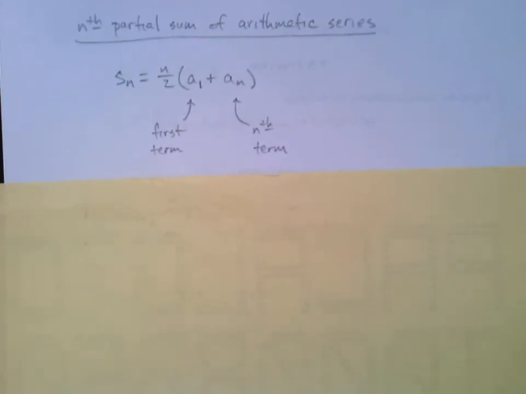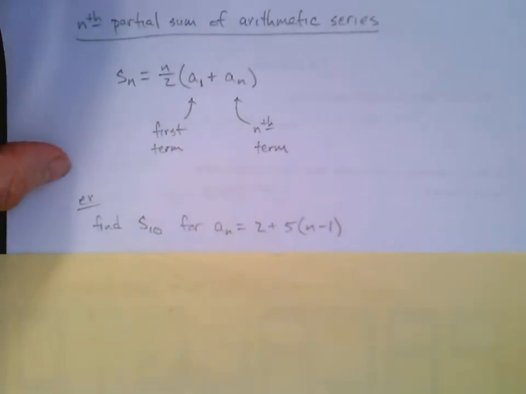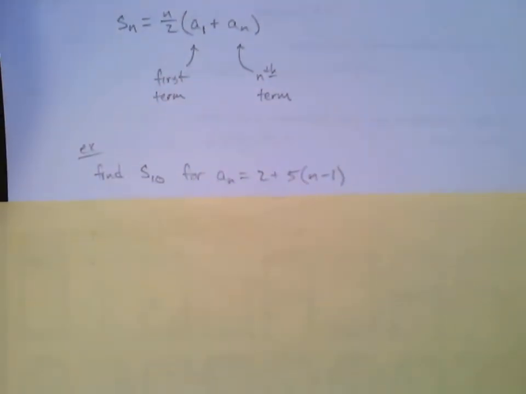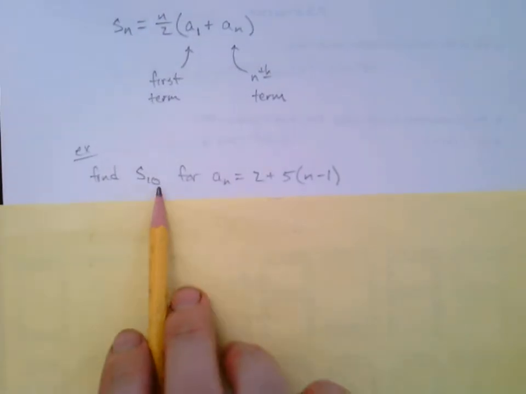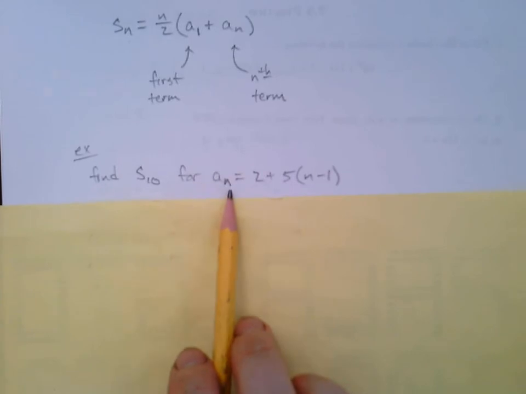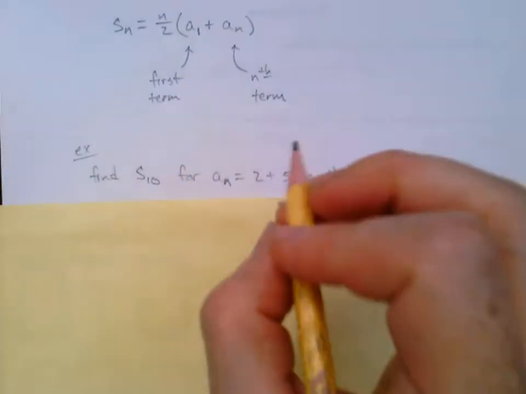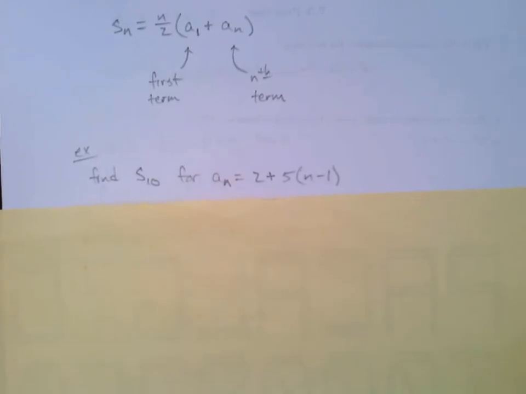Let me show you an example of exactly what that looks like. So we'll try and keep that formula on the screen. Find S10, the 10th partial sum, for a_n equals 2 plus 5 times n minus 1. Okay, we saw that. That's the example from the beginning of this lecture.